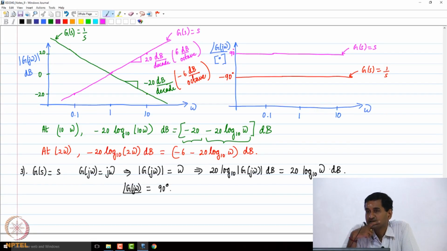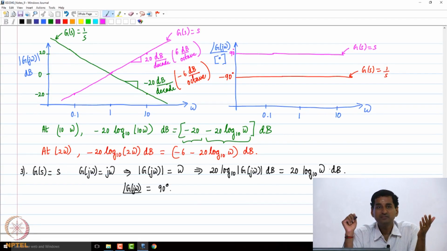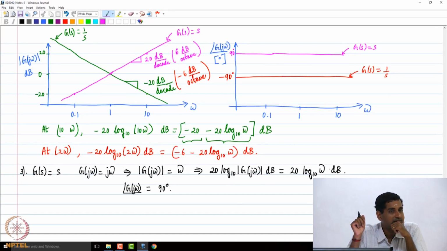And what can you observe from these plots? Any observations? Please note that 1 by s and s are reciprocals of one another. So what can you infer from this plot? In a certain sense, it's going to be a mirror image, right? Correct? The phase plot and the magnitude plot. But mirror image about what axis or what point? Omega equals 1? Y equals 0?